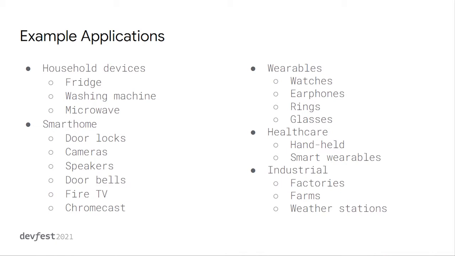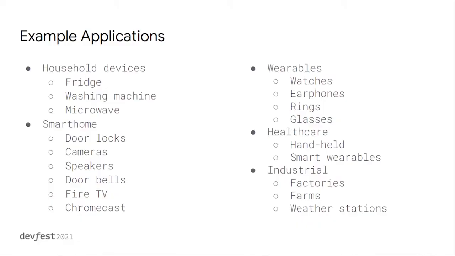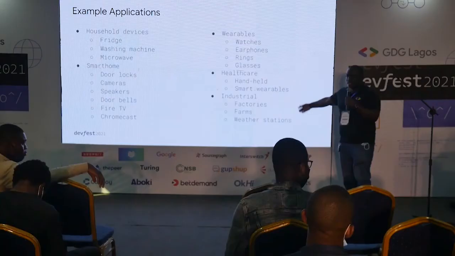Anything that is smart has a microcontroller in it. Your fridges, your washing machines, your microwave, your door locks, cameras, speakers. Yeah, so if you have Google Home, you have Alexa, they all have microcontrollers in them. Doorbells. If you use Fire TV, Chromecast, or any other Chinese one, they're in there. Your wearables, watches, earphones, even smart rings, smart glasses, they all have microcontrollers in there, right? We have applications in healthcare and in industrial automation, farms, you name it, they're all there.